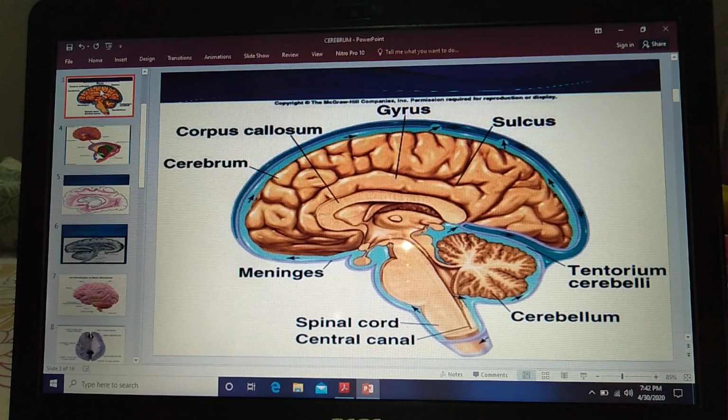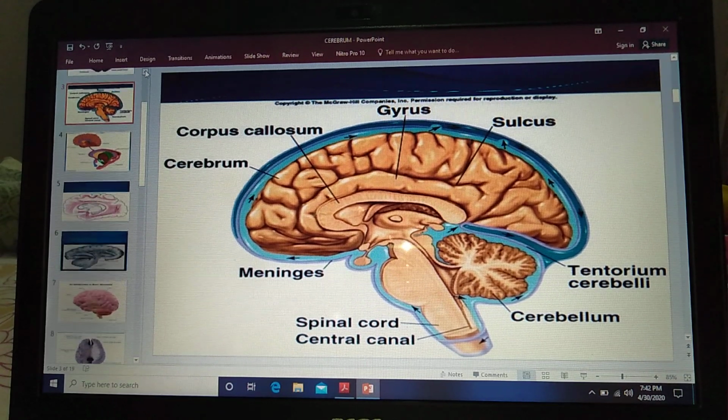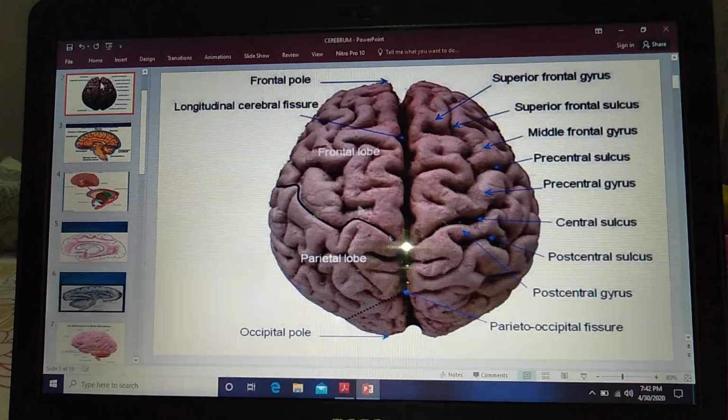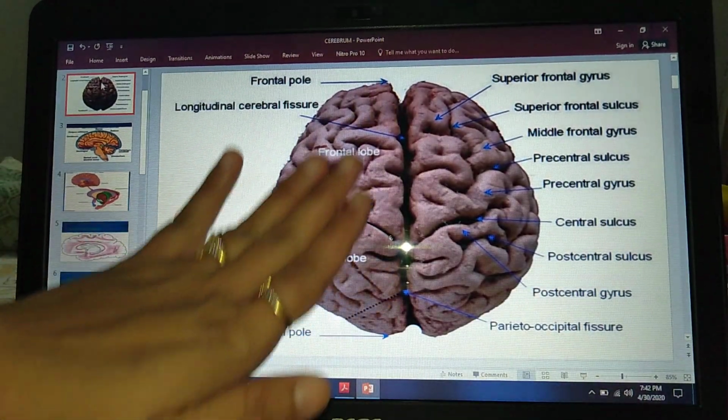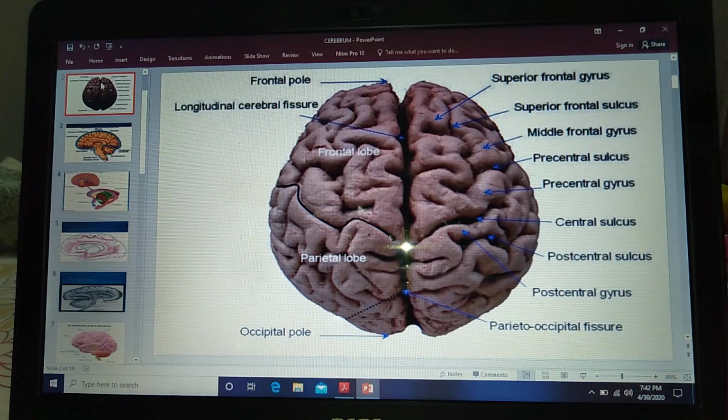Now the external features of the cerebral hemisphere: it has three surfaces. The three surfaces are the superolateral surface, medial surface, and inferior surface. Okay. Now here you can see the superolateral surface. This whole area that you can see is the superolateral surface. It is convex and is related to the cranial vault.